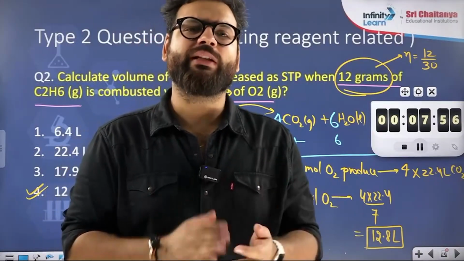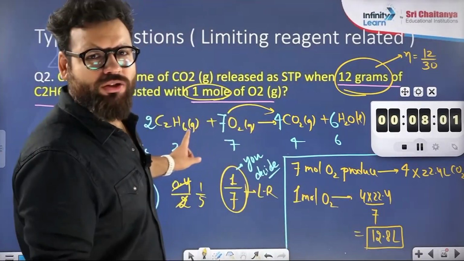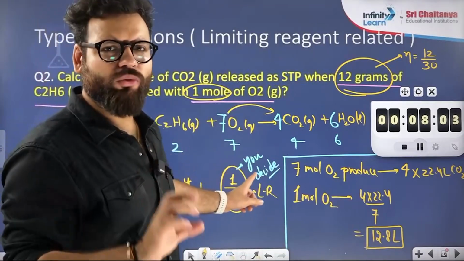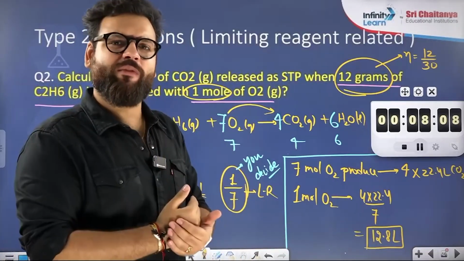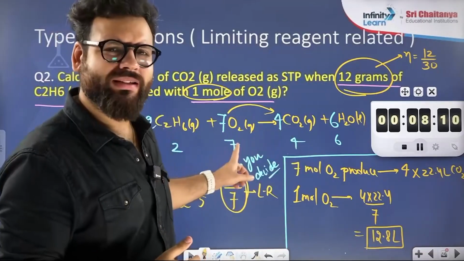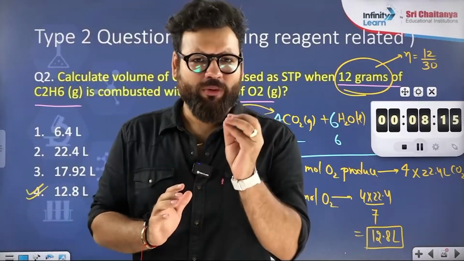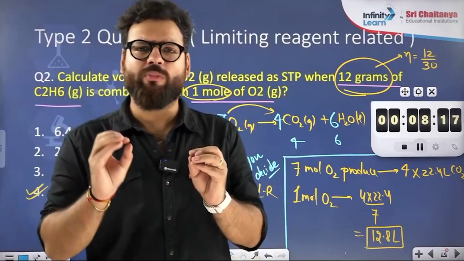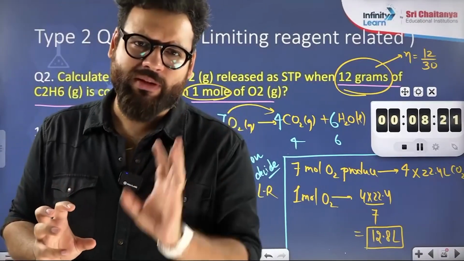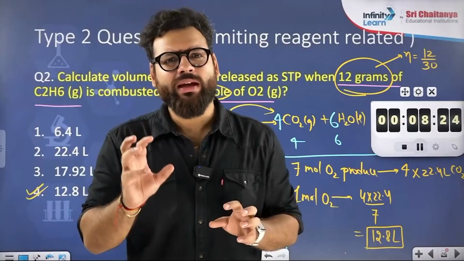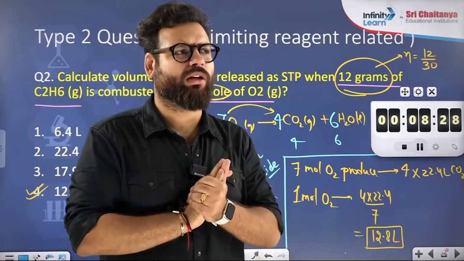12 gram ethane means 0.4 moles. By stoichiometry of ethane, as you see, it is 2. 0.4 by 2. This is the number which I am getting for ethane. Same way for oxygen, 1 mole is given, stoichiometry 7, 1 upon 7. I compared 1 upon 7 versus 0.4 by 2. 0.4 by 2 is 1 by 5. So ethane is 1 by 5, oxygen is 1 by 7. Oxygen is in less amount, so oxygen will decide how much product will form.